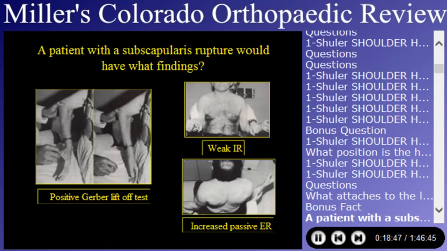Subscapularis rupture would have what findings? So 3 key findings on examination. A positive Gerber's liftoff. Don't forget, a lot of times they'll fool around with you, whether it's a negative test or a positive test. Positive Gerber's liftoff test means they can't do it. Okay? Positive Gerber's liftoff test. Weak internal rotation and an increase in passive external rotation.